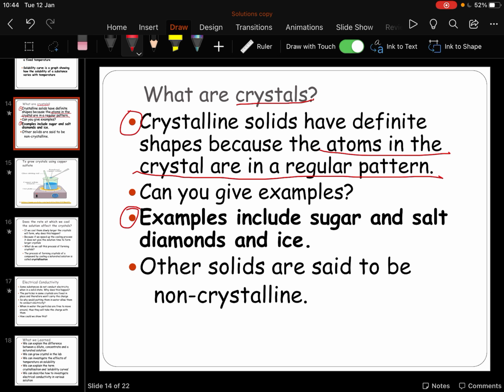Examples, and the easiest ones to remember, are sugar and salt. And then, of course, actual crystals like diamonds. And even ice. Water, when it freezes, forms ice crystals. Other solids are considered non-crystalline, in other words, non-crystals. So take down those 3. For the examples, you only need to know 2. Sugar, salt is fine. Diamonds, and if you know of another crystal, any crystal you give will work.